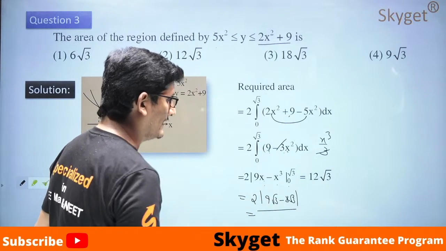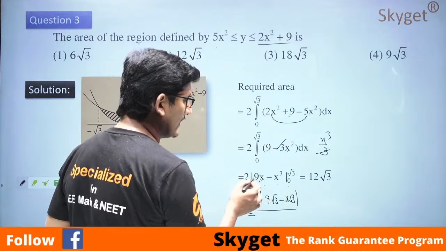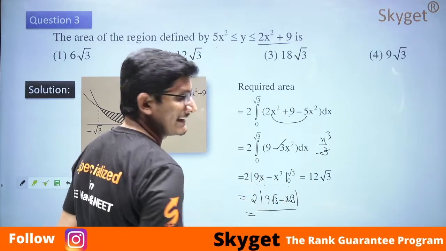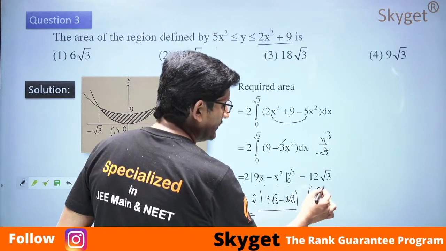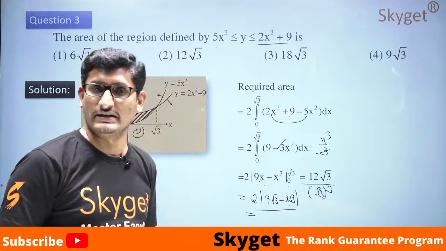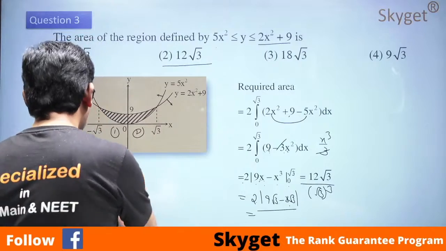Next, simplify this equation. What we get here: 2 times of 9 into x, the x value is root 3, and next minus x cube, the value is root 3 whole cube. So simplify this equation, what we get here is 12 root 3, students. So which one is the answer? 12 root 3 is the answer. See the next one.